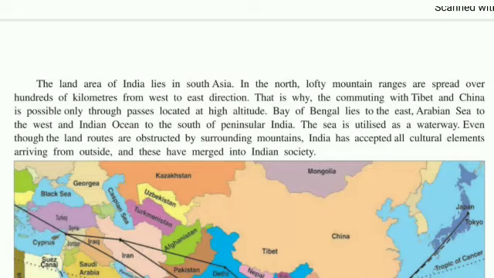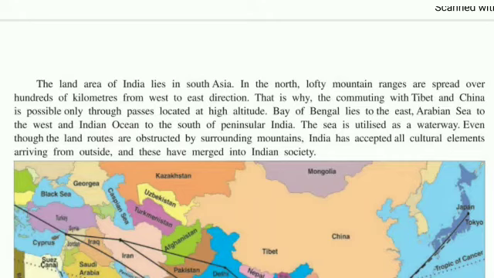Even the land routes are obstructed by surrounding mountains. ठीक है, so these land routes are surrounded by mountains, so it's very difficult to go anywhere. And waterways have played a very helpful role in accomplishing our task, whatever we have in our mind, right? So we can say that waterways are one of the blessings of our country.